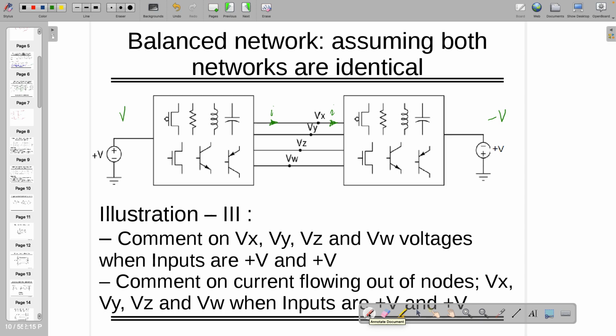If you are giving one side plus V and one side minus V, what if we are giving both V? No answer from Santosh. You have studied mixed signal with me, right? And then you are answering here.